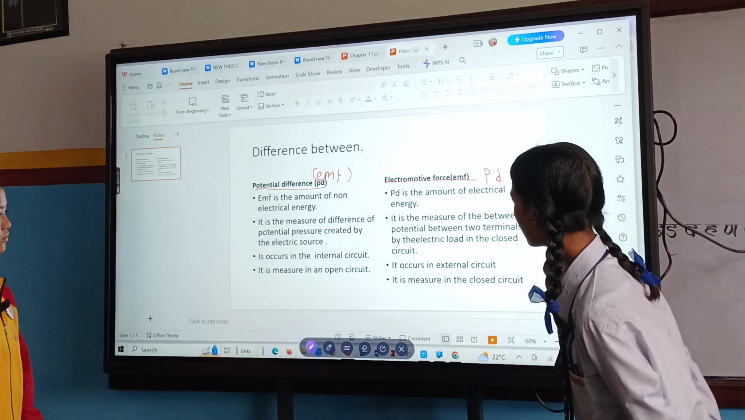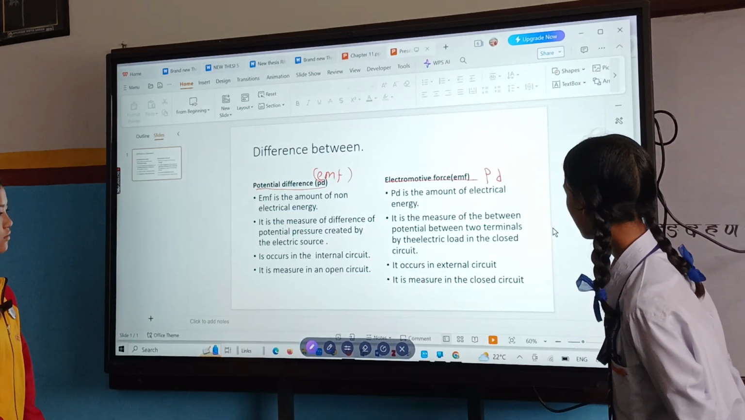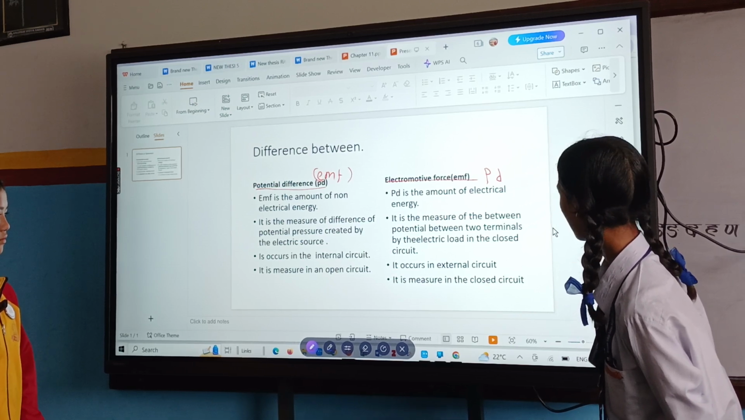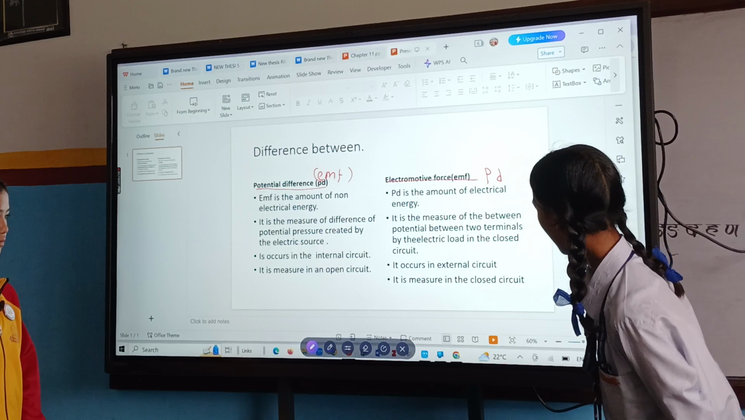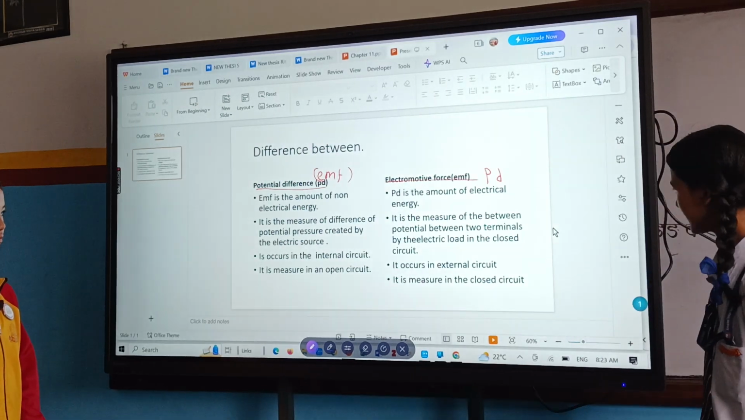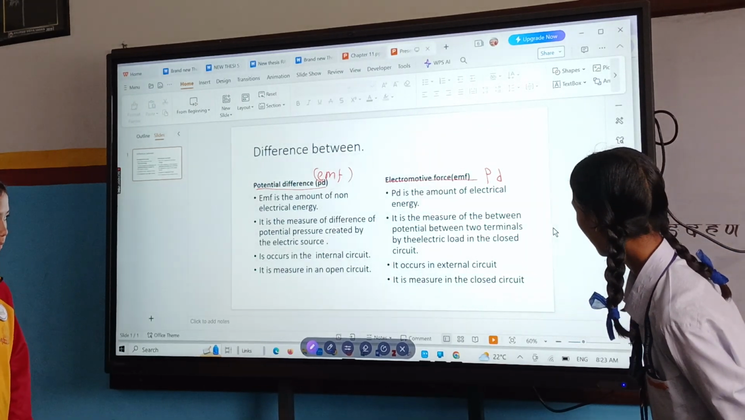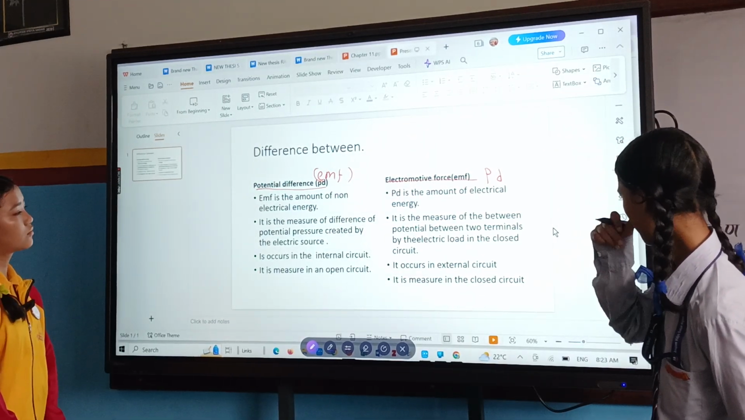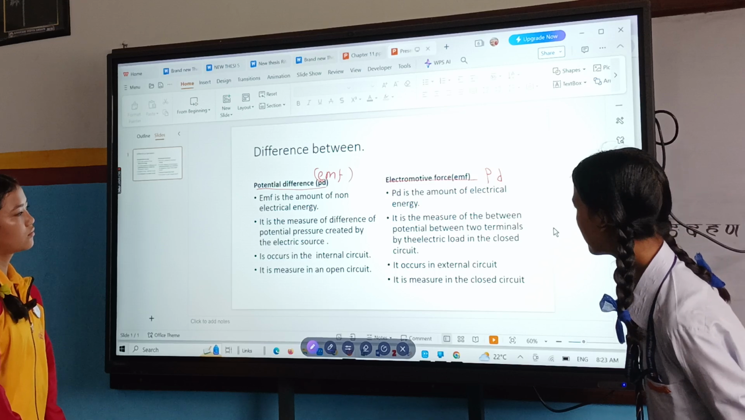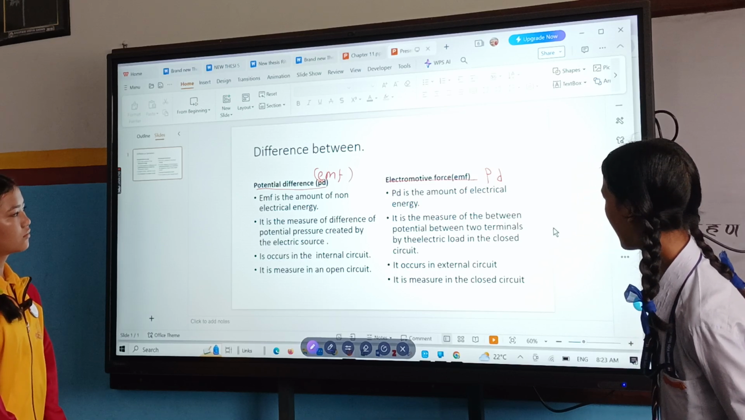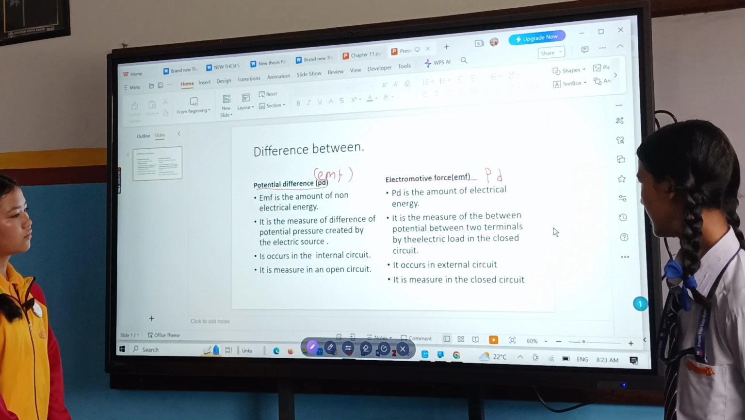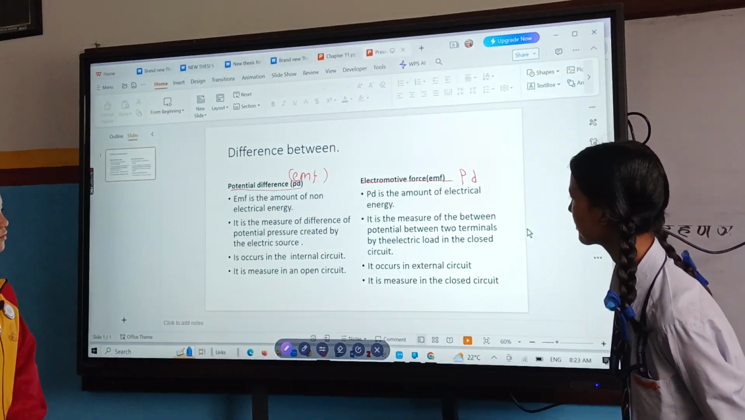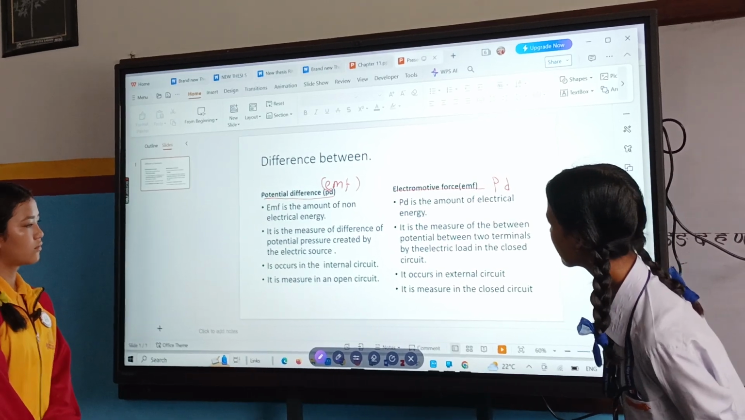EMF occurs in the internal circuit, but PD occurs in the external circuit. EMF is measured in an open circuit and PD is measured in a closed circuit. As you can see the difference here: PD is measured in a closed circuit and EMF in an open circuit. This is simple and you can remember. EMF occurs in the internal circuit as PD is external circuit, and PD is the amount of electric energy, but EMF is the amount of non-electrical energy.